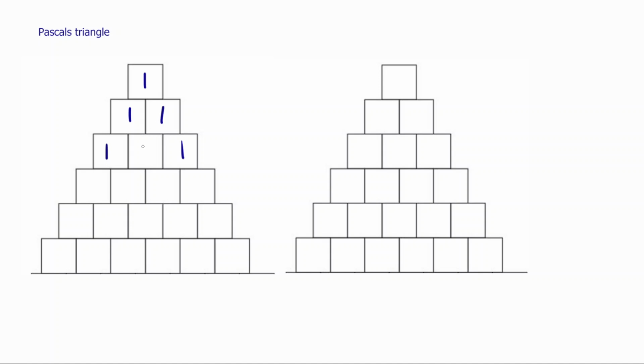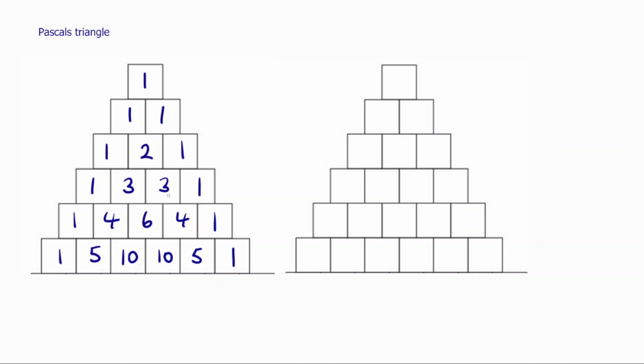So 1 and 1 is 2. Okay, so the next row will be 1, 1 and 2 is 3, 2 and 1 is 3, and 1 on the end, and so on. So you can see the next one will be 1, 4, 6, 4, 1, 1, 5, 10, 10, 5, and 1. Okay, so you're just adding the 2 above to get the ones below.